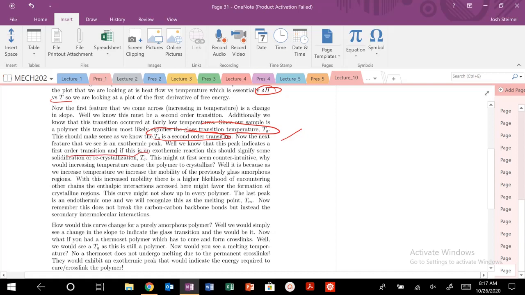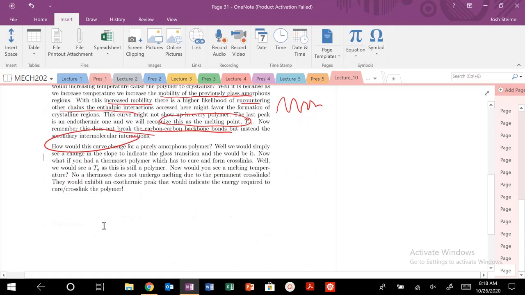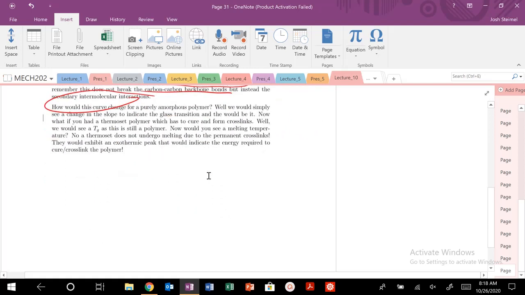Tc is an exothermic reaction, so it's some solidification or recrystallization process. We increase mobility, and with increased mobility, the chains can rearrange and fold. And then finally, the endothermic reaction, melting, does not break carbon-carbon bonds, but secondary interactions. We know that for amorphous polymers as well.